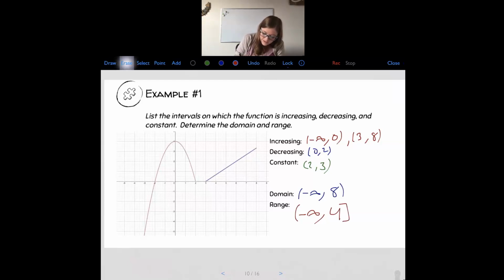And I'm sorry, the domain should also get a bracket, because there is a point here at 8. It's not an open circle. Okay. The range is -infinity to 4, bracket, and the domain is -infinity to 8, bracket.